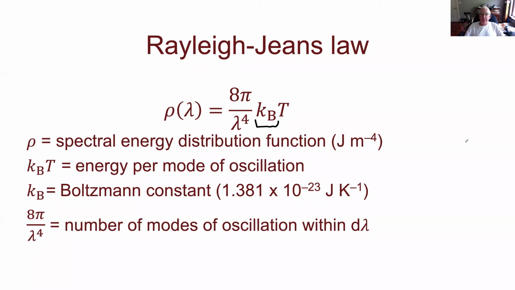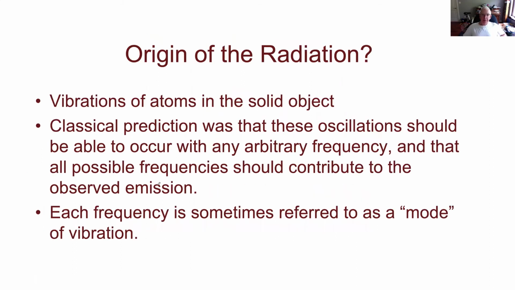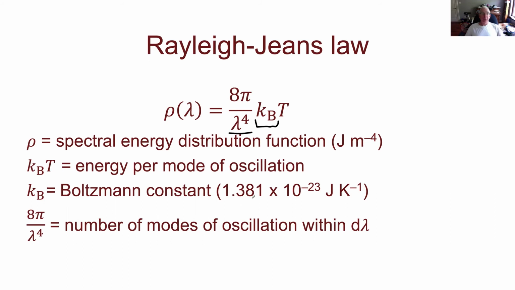And Boltzmann's constant has joules per Kelvin, temperature is in Kelvin, so that kT quantity is going to get us joules, okay? And then I note that I've got wavelength to the fourth under here. So that says it's a very strong dependence on wavelength. And this piece back here says that's the number of modes of oscillation within a given range of wavelengths, okay? So that's a classical prediction. It's based on just saying that the things can vibrate with whatever frequencies they want.